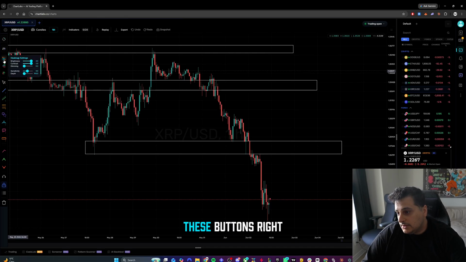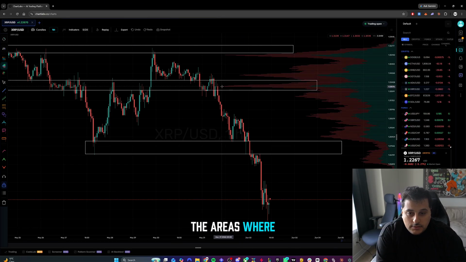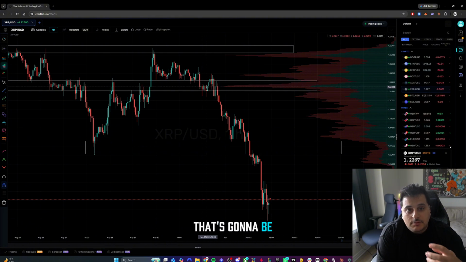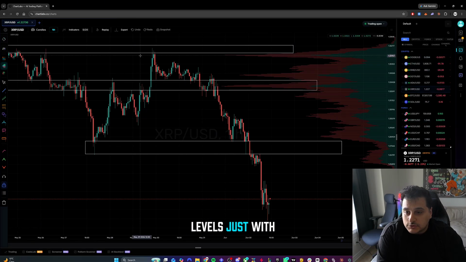You can click these buttons right here. So we got heat map and we got volume profile. So if we turn on the volume profile here, we can see the areas where the volume profile spikes up a lot. Those are areas that are most likely going to be very high key levels. And look, it falls very, very close to where I put my key levels just with my naked eye, right?